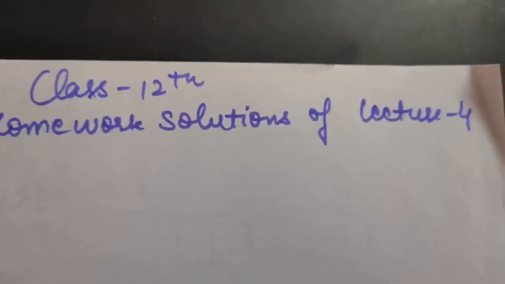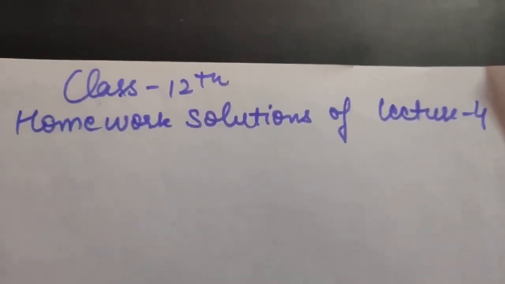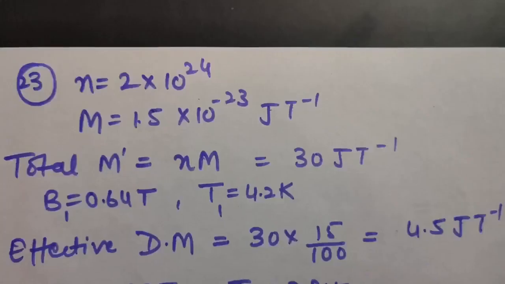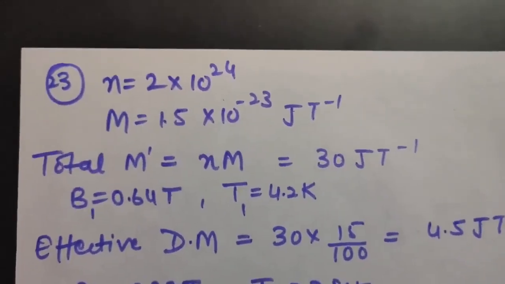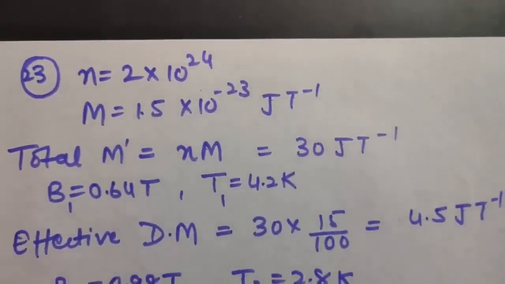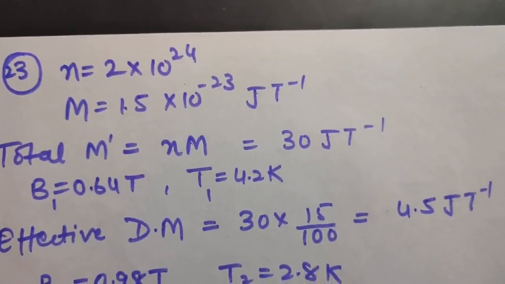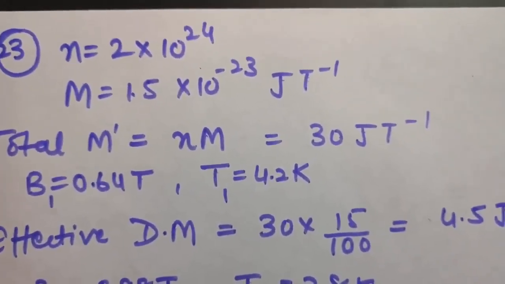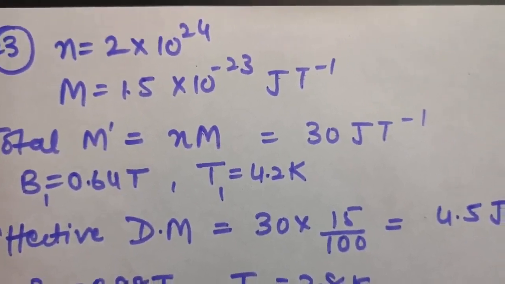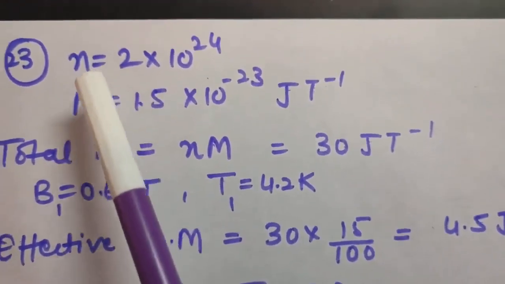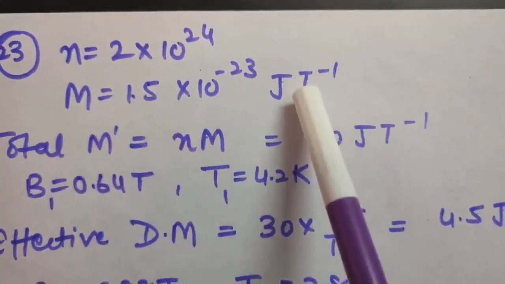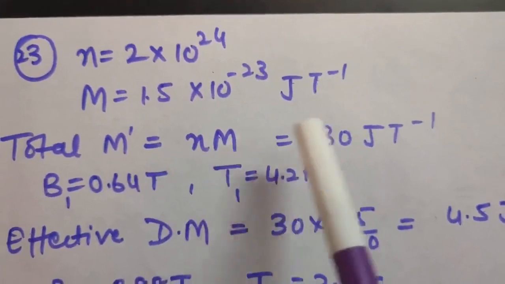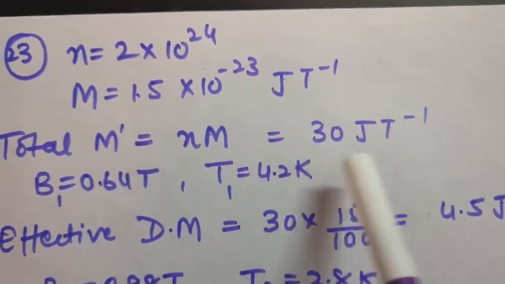Okay students, now I'll be discussing the homework solutions of the questions that were given to you in lecture number 4. Let us start with question number 23. It says that a sample of paramagnetic salt contains 2 into 10 to the power 24 atomic dipoles, each of magnetic moment 1.5 into 10 to the power minus 23 joule per Tesla. That is the number of dipoles and magnetic moment given to you. From this you can calculate total magnetic moment, that will be Nm. When you multiply them, you will get 30 joule per Tesla.